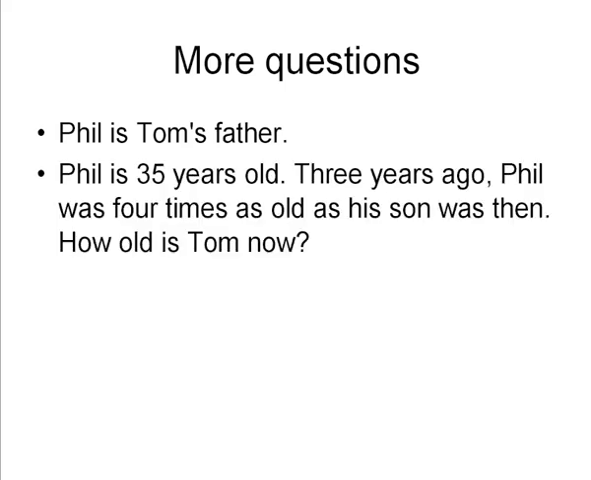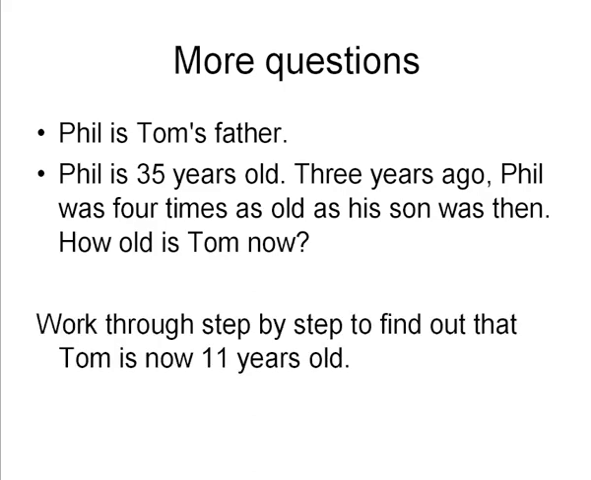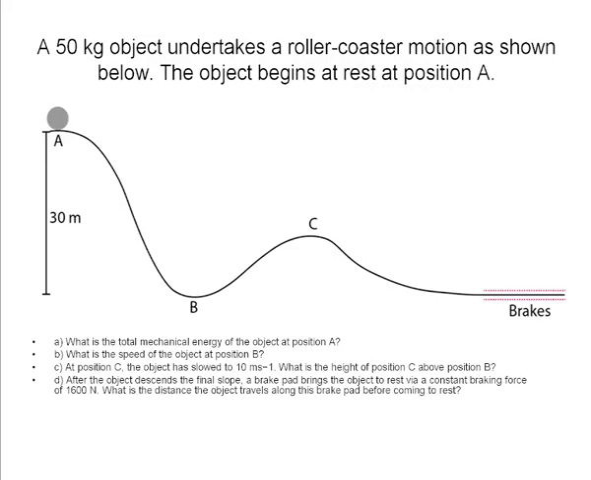Phil is Tom's father. He's 37 years old, and 3 years ago Phil was 4 times as old as his son was then. How old is Tom? Again, I'm not going to explain how to do this just yet, but what I'm saying is you're taking information from the outside world, writing that information down, possibly in a mathematical way, and combining it to find out the new information, that Tom is now 11 years old.